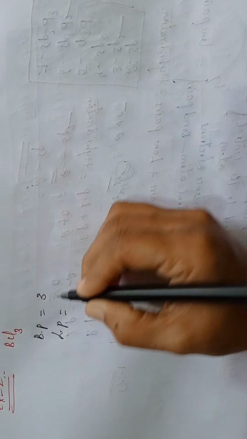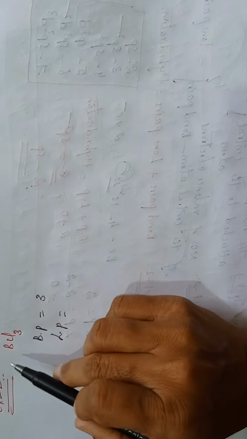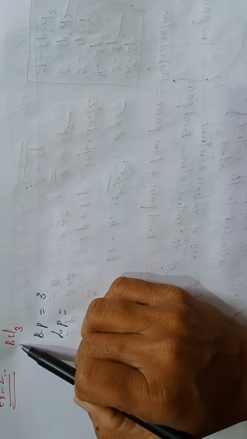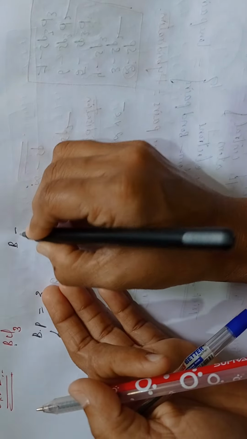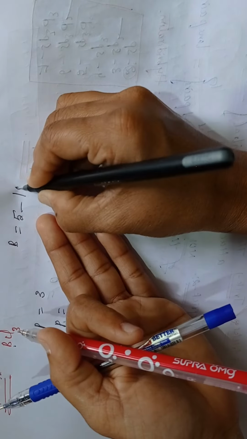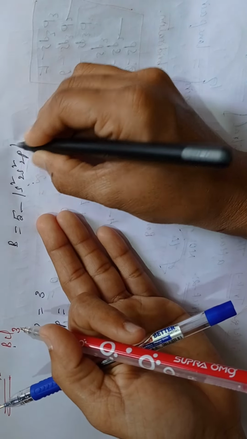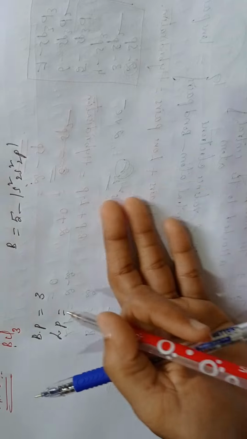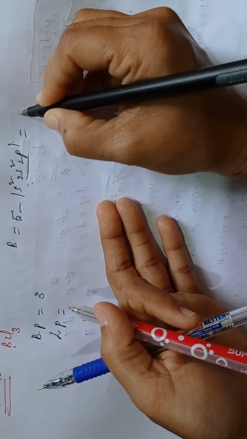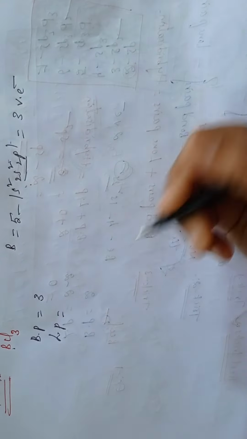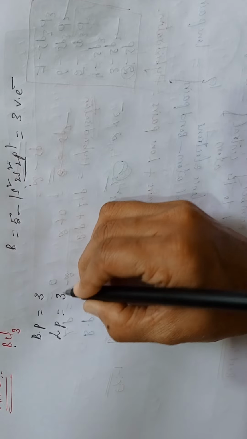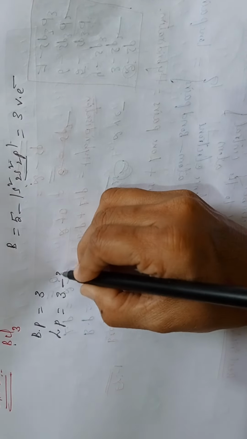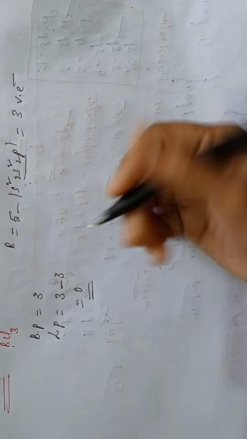How many lone pairs? What I told you: number of valence electrons of the central atom. Boron is the central atom. How many valence electrons are there? Boron atomic number 5, 1s2, 2s2, 2p1. Correct? How many valence electrons, students? 2 plus 1, 3 valence electrons. So valence electrons minus bond pairs, 3 minus 3, 0 lone pairs.